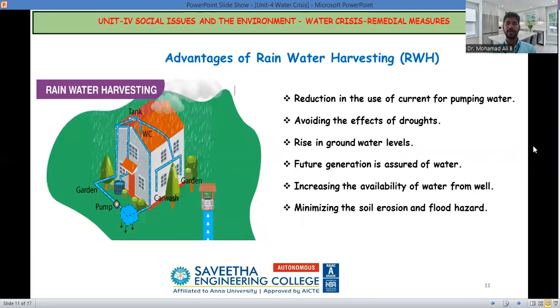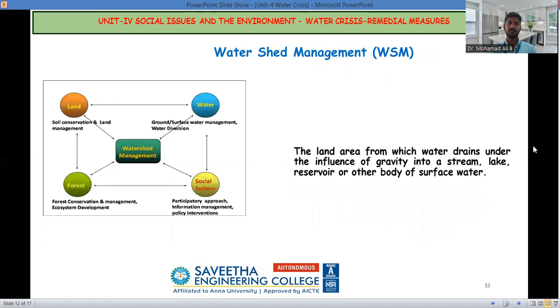So the advantages of rainwater harvesting are the reduction in the use of current for pumping water, avoiding the effects of droughts, raise in groundwater levels, future generations assured of water, increasing the availability of water from wells, and minimizing soil erosion and flood hazards. So these are all the importance. So that's why we have to use rainwater harvesting.